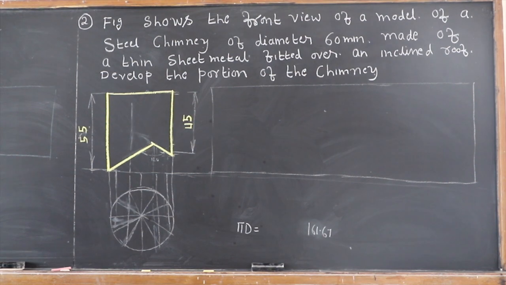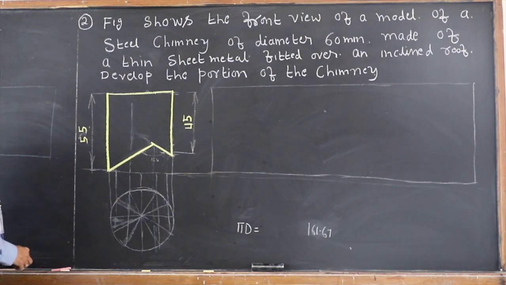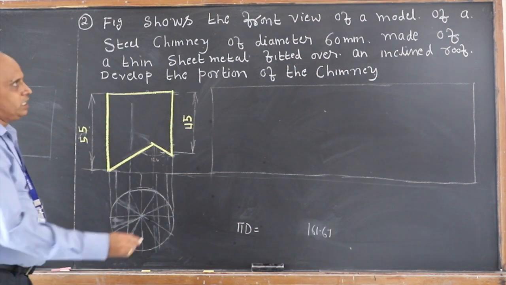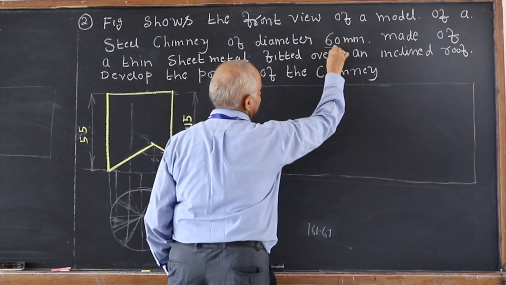Now we'll consider the second problem on development of cylinders. It says figure shows the front view of a model of a steel chimney of diameter 60 millimeter made of a thin sheet metal fitted over an inclined roof. Develop the portion of the chimney. This is the problem given to you. Front view is given. Remember, it is a cylinder of diameter 60 millimeter.